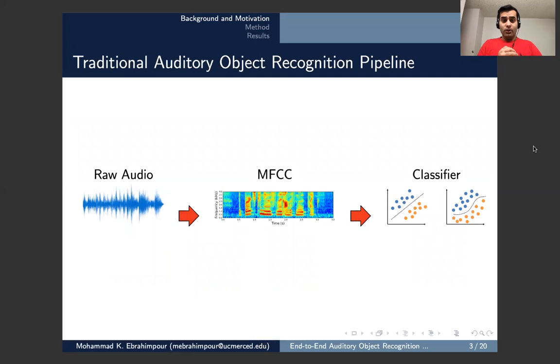So in the traditional auditory object recognition pipeline, we have the raw audio files, and then we are trying to extract some features out of those files. And then after extracting the features, we can pass them to the classifiers.